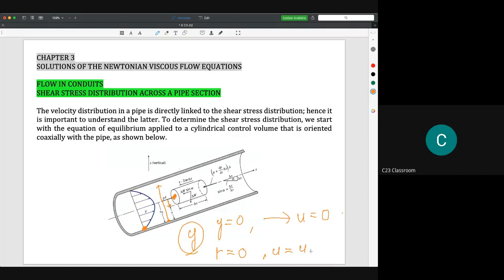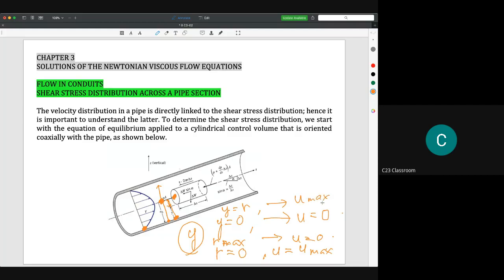U will become U maximum. So R maximum, so when R is at this surface, then the U will become 0. And for Y, when Y is at the center of the pipe, so Y is equal to R, so the velocity will become U maximum.